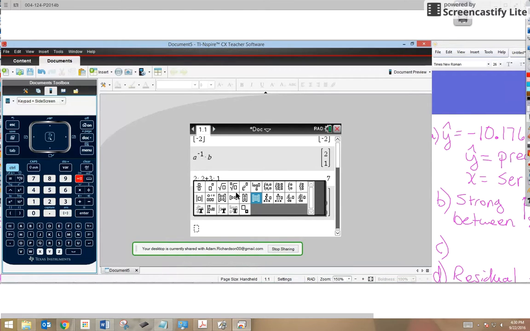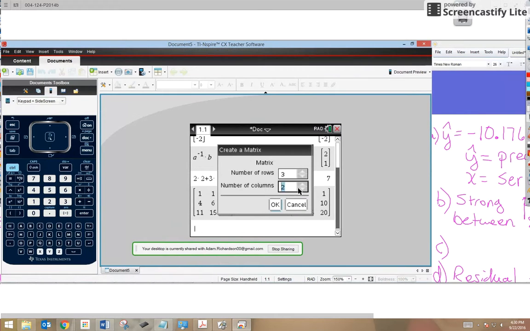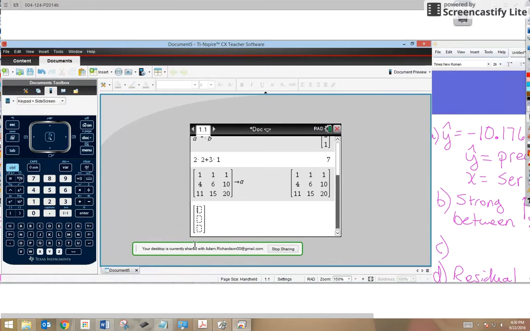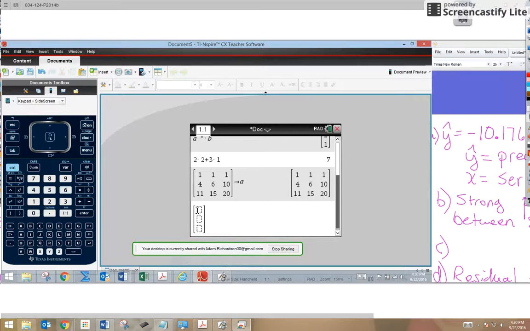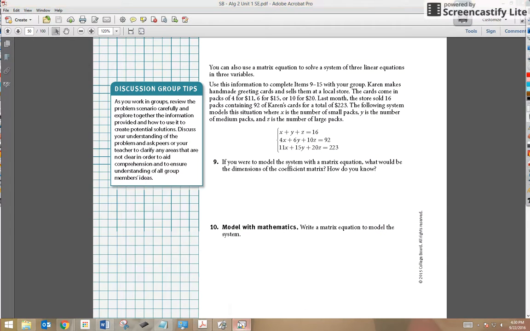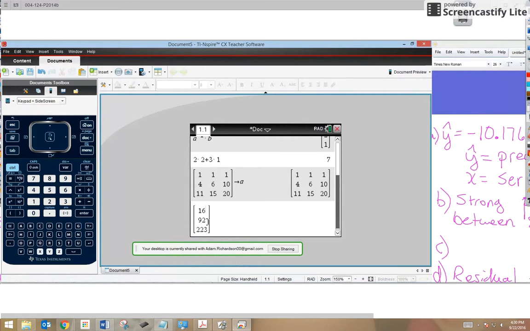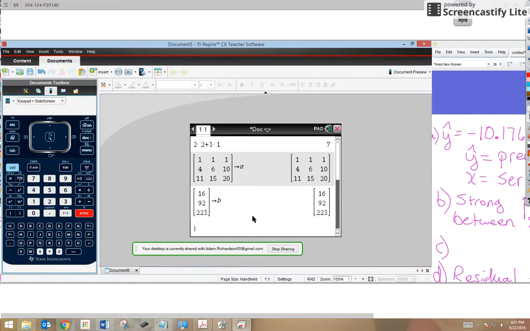Then I need a 3 by 1 matrix to input the 3 numbers that these equations are equal to: 16, 92, and 223. Let me just check on those: 16, 92, 223. Okay. So that one will be stored as B. So let's escape that. That's not what I want. I want to hit Control and then Variable and then B, and that will store it in there.